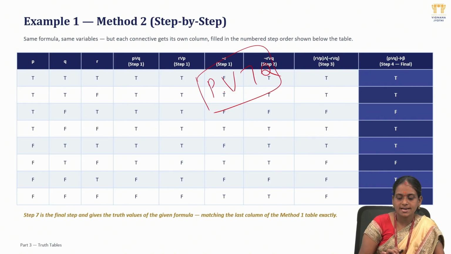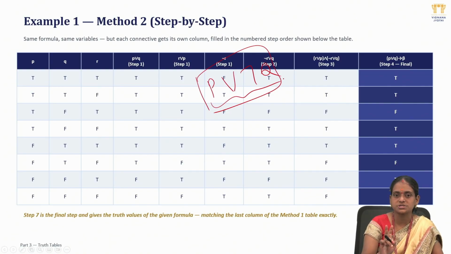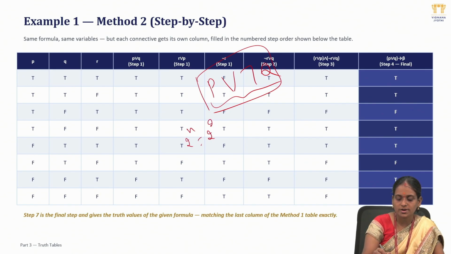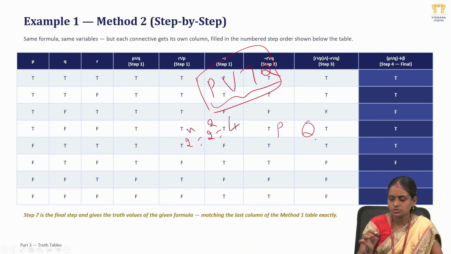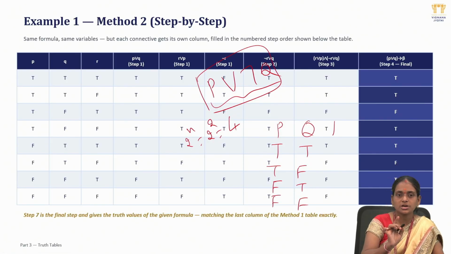So P OR negation Q. Before constructing the truth table, first we need to find how many combinations. How many variables do you have? 2 variables. What is the formula? 2 power n, 2 squared. So how many combinations? 4 combinations. What are those combinations? One column is P, one column is Q. And the combinations are true, true, true, false, false, true, and false, false. So these are the possible combinations for 2 variables.